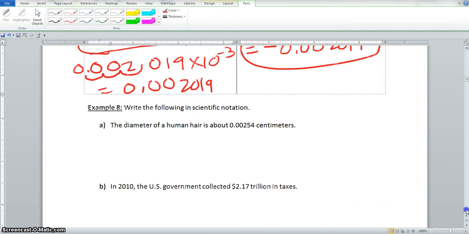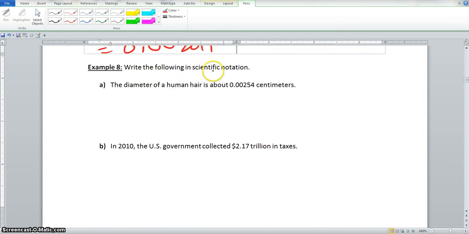Okay, now we come here to example 8. It says, write the following in scientific notation. The diameter of a human hair is about 0.00254 centimeters. Now, we want to write this in scientific notation. Now remember, the absolute value of the lead number of the scientific notation must be greater than or equal to 1.